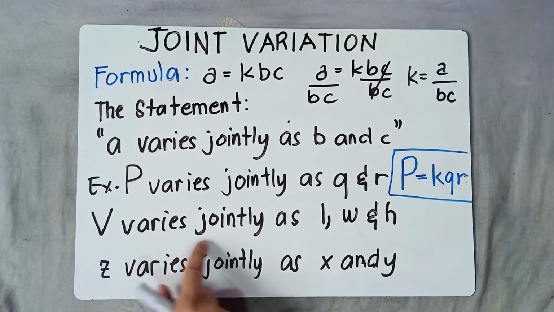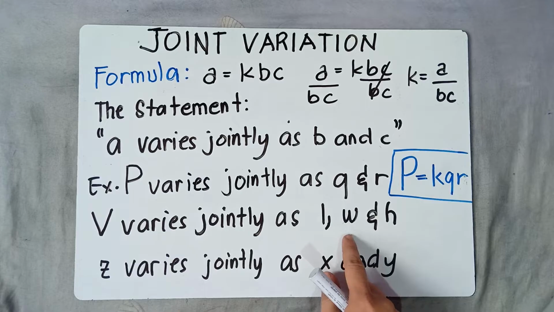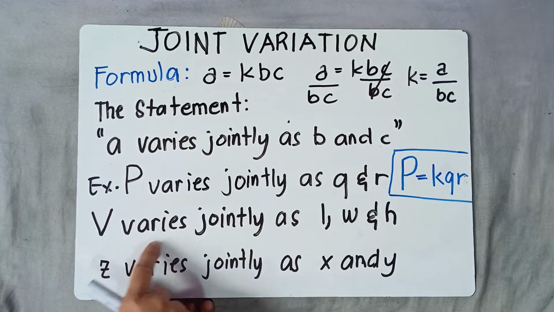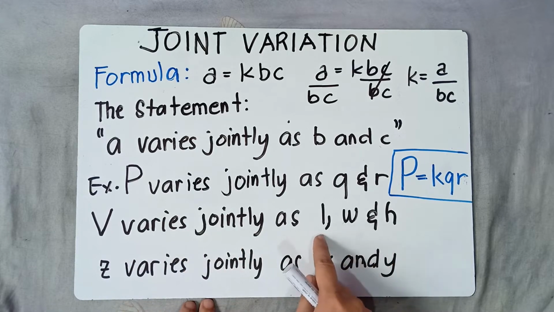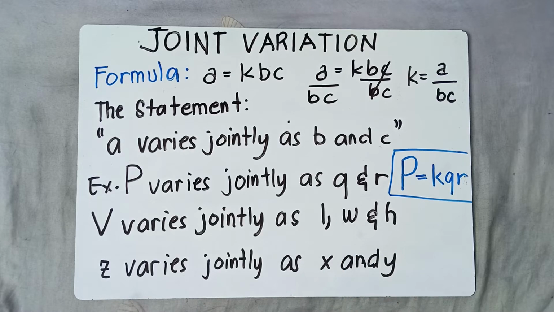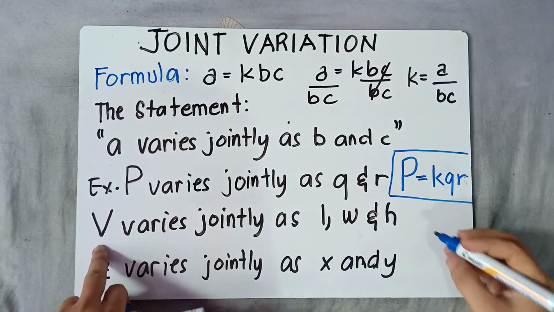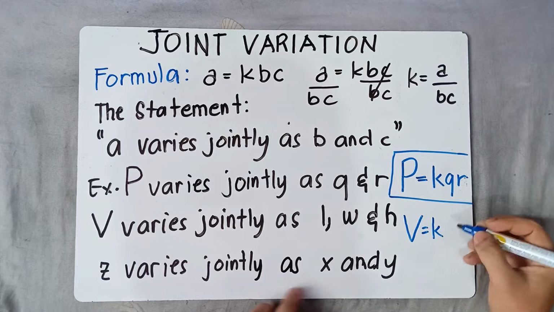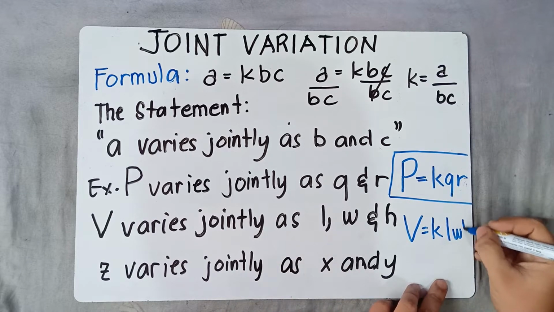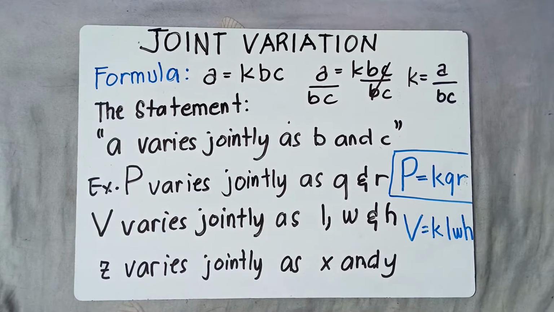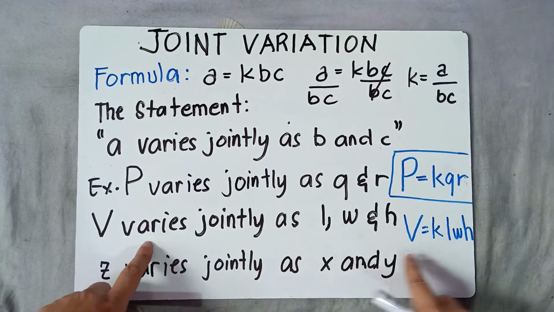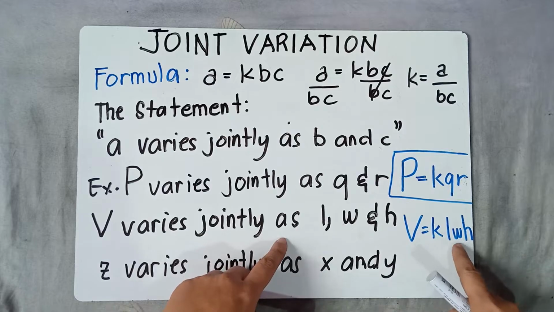How about this one? V varies jointly as L, W, and height. This is length, width, and height, so V here is volume. How will you write this in a mathematical sentence? Could you try? Alright, so this is capital V equals, do not forget K, then L, W, and H. So V equals K, L, W, and H. That's how you write this one. V varies jointly as L, W, and H.